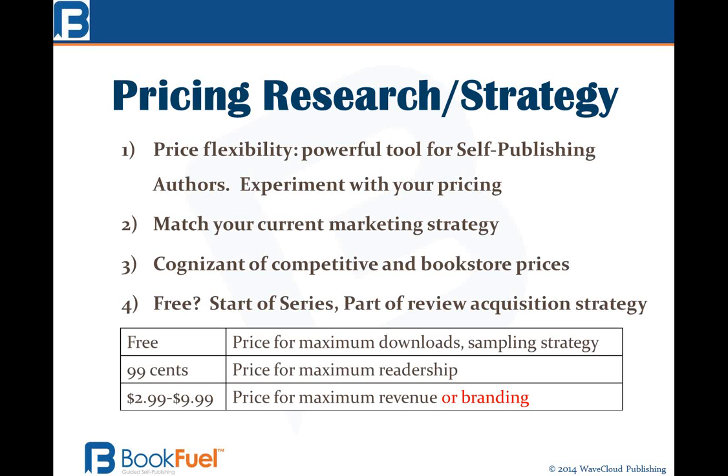Look at how the books in the top 10 or top 100 are priced, and figure out what's my current marketing strategy. Is my marketing strategy, because I'm a debut author and this is the first book, to get maximum readership, so I want 99 cents, and if I sell 5,000 at 99 cents, sure, I only make, what is that, $1,750 or so, but I've got 5,000 readers out there, right?